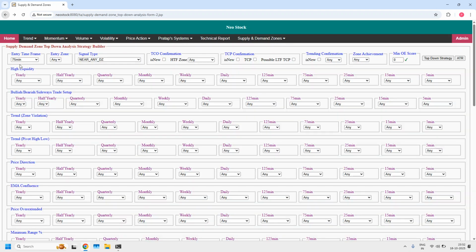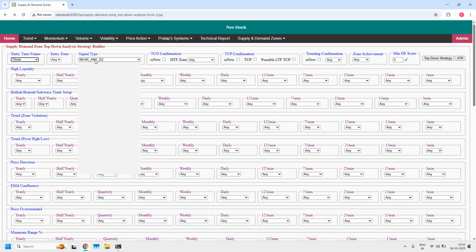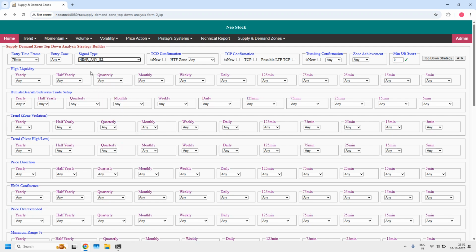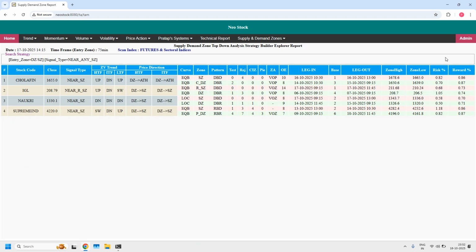Okay, next, for 75 minutes time frame, stocks near to the 75 minutes supply zone, we got only 4 stocks. Let us identify high liquidity zones. IGL is having a 75 minutes high liquidity supply zone. That's it. We got only one 75 minutes high liquidity supply zone from this list.